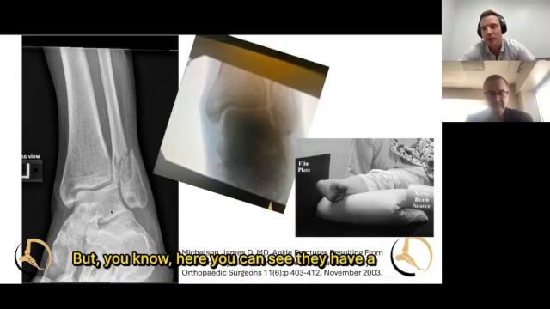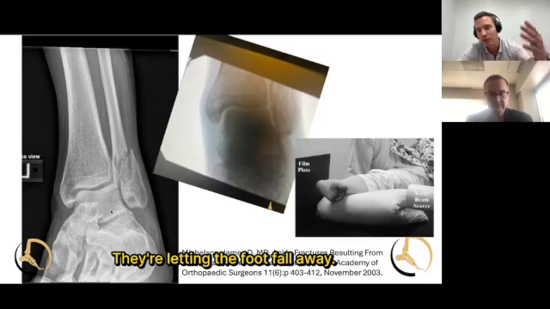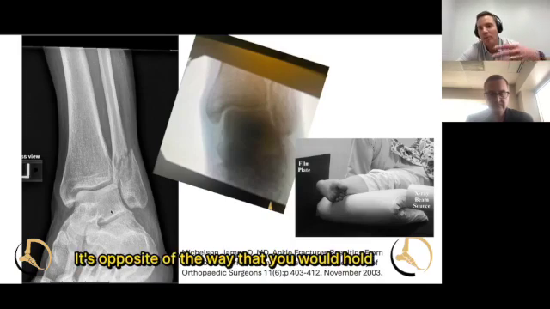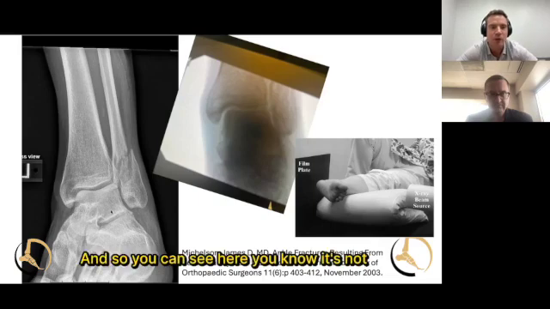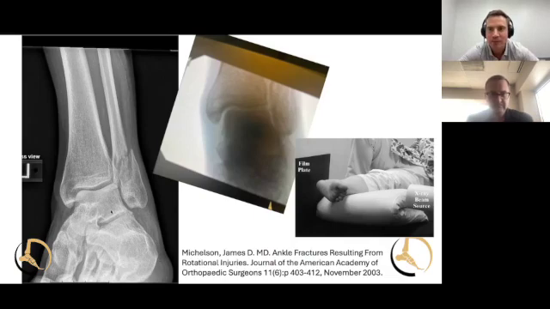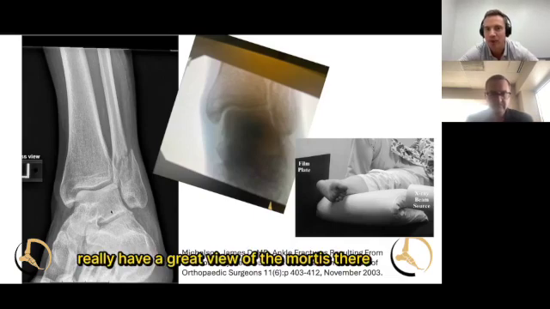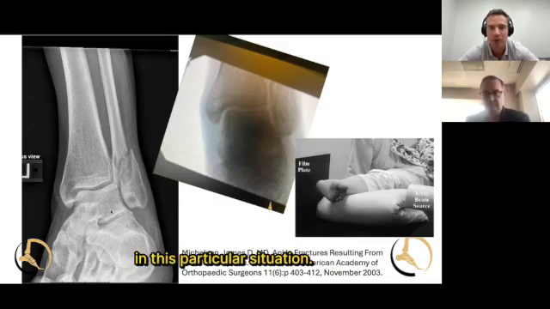But here you can see they have a bump underneath the lateral side of the ankle. They're letting the foot fall away. It's opposite of the way you would hold the foot in order to reduce this fracture; if it was dislocated, you'd move it the other way. And I'll be honest, it's not a great stress view. I don't really have a great view of the mortise there. I have a little bit better fluoro view in the middle. That's probably more representative of what you would want to see in this situation.